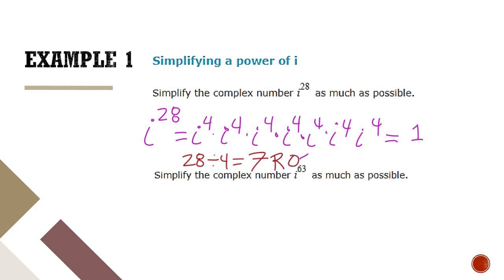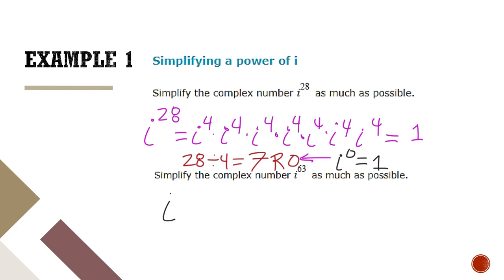Now, this remainder is what we want. That's basically saying it's i to the remainder power. So i to the 0th power, because all the other ones are going to equal 1. So i to the 0 power ends up being just 1. Now, I'm going to use that for this next one.